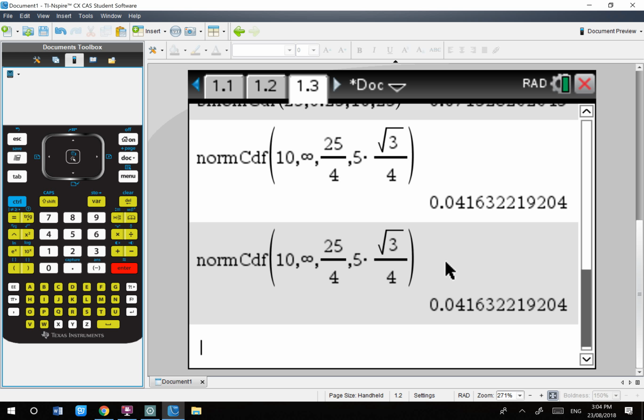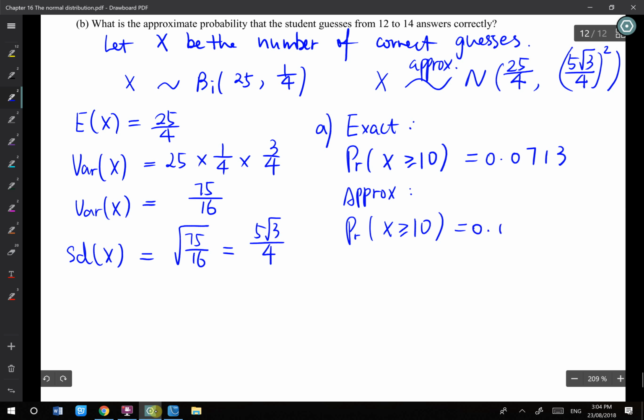Okay, 10 to infinity. So what's the answer? 0.04163. Do you think it's accurate? Do you think it's good? It's 3% different. It's a lot. It's a huge amount of difference.